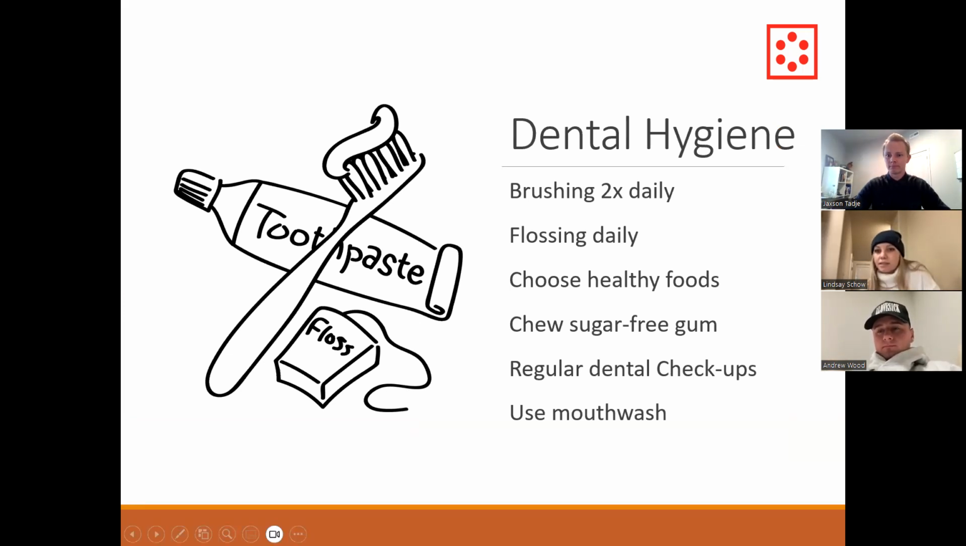Okay, so some daily habits that are good to get into are to brush your teeth twice a day and floss at least once a day. And then choosing to eat healthy foods. On the next slide, we'll go over some healthy food options. Chewing sugar-free gum is better, to make sure that you aren't getting as much sugar. And then regular dental checkups, usually about 2 a year. And then using mouthwash. You could get mouthwash with some fluoride, and that will help strengthen your tooth enamel.